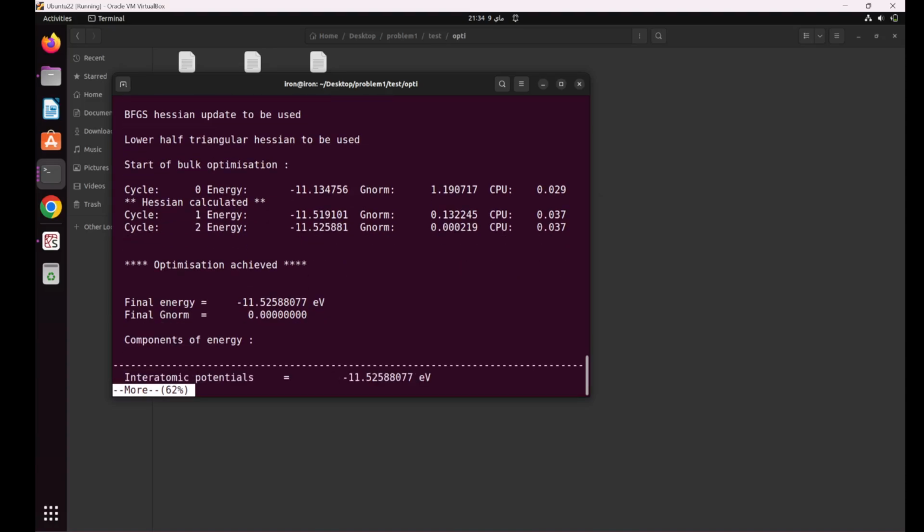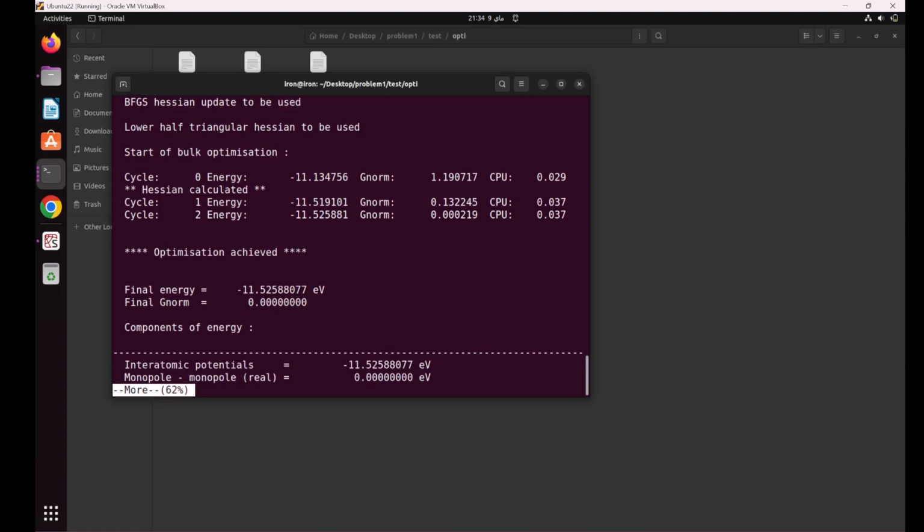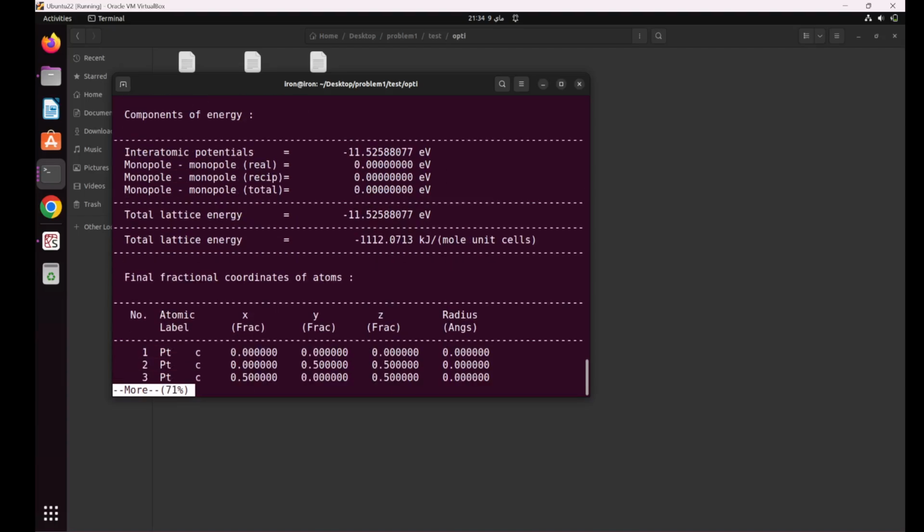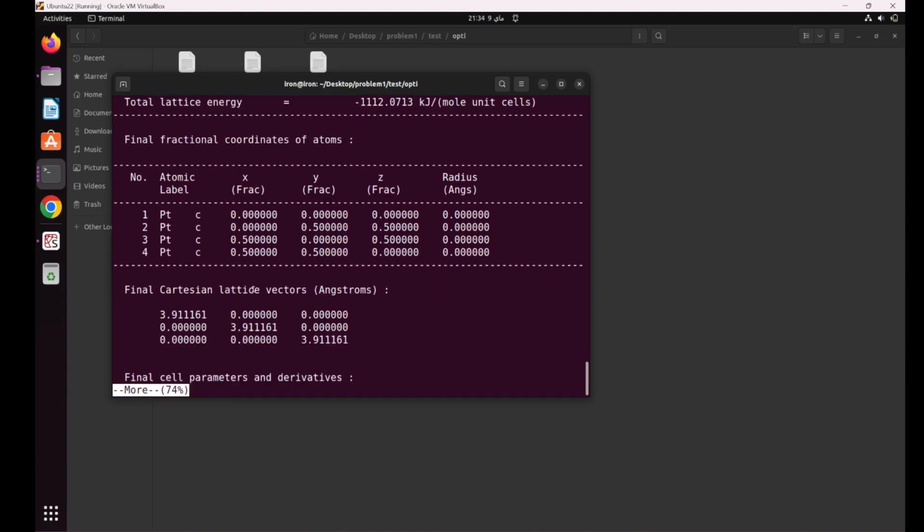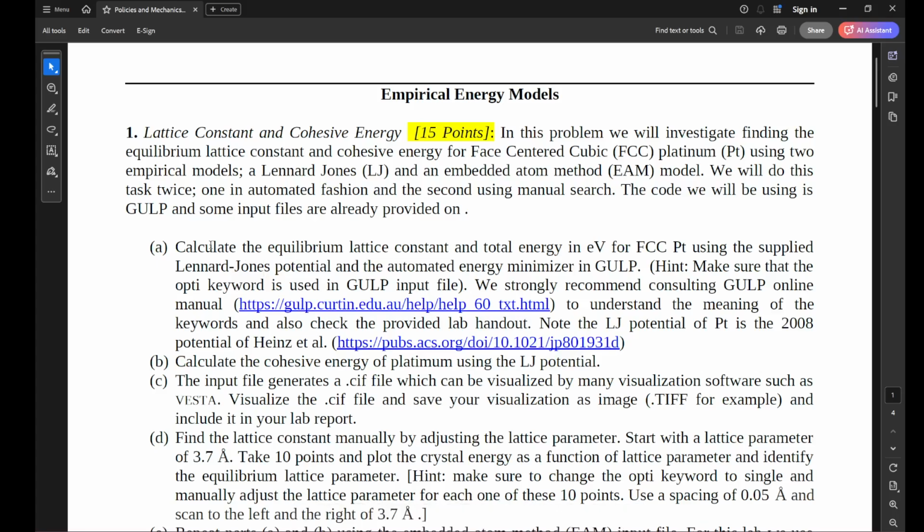Now, this is really the final energy of the structure, and we will use it, as you see in a couple of minutes. This is the final energy in kilojoule per mole, simple conversion. And now we see really something very interesting. The final lattice vectors, the optimized structure, has a lattice constant of 3.911 angstrom. We started with 3.8 as an initial guess, and upon optimization, we reach 3.9. In fact, this really answers the first question.